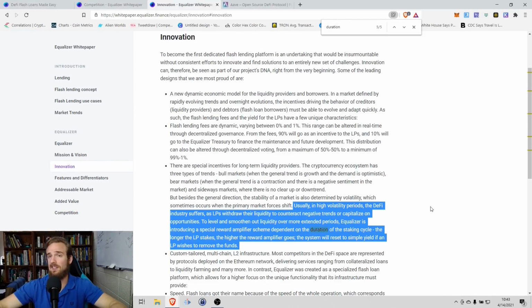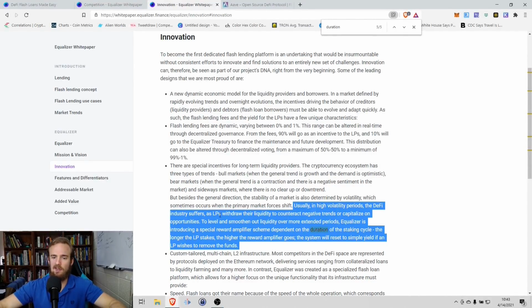So since it's one of its key value propositions, I did want to zoom in a little bit on Equalizer Finance and this idea of incentivizing long-term liquidity providers. The issue is that during times of volatility, people will try to take their funds out, which, you know, is self-interest. Obviously, they want to protect their funds, but as a whole, it's not good for the market because then liquidity drops. It can be hard to do various things. So what they want to do is incentivize people to keep their liquidity in these pools even during times of high volatility.